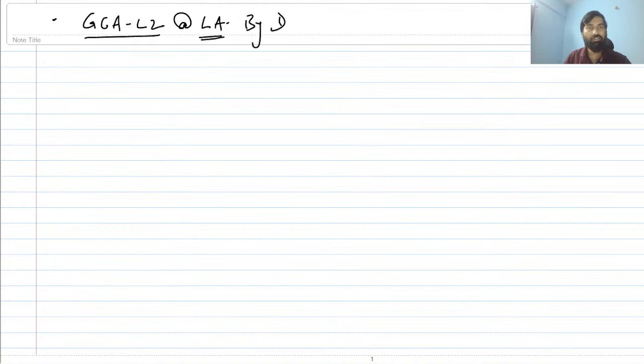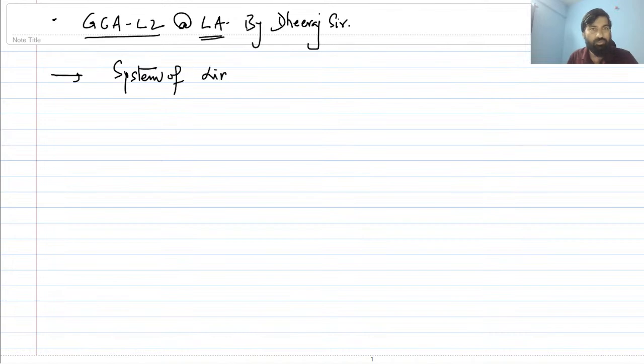So this is GCA lecture 2, GCA L2 on LA. As we have started with the system of linear equations, to solve the system of linear equations, we are talking about linear algebra, right?